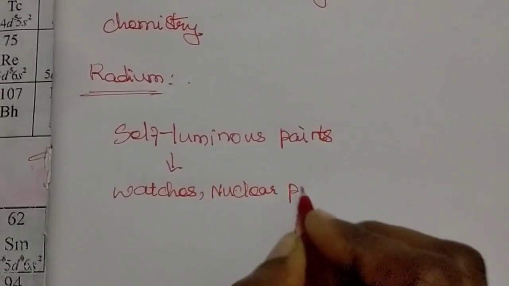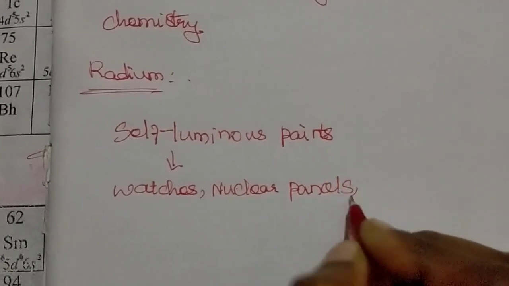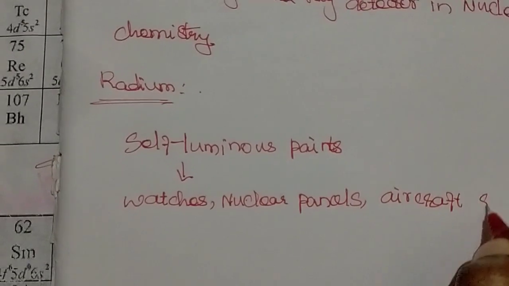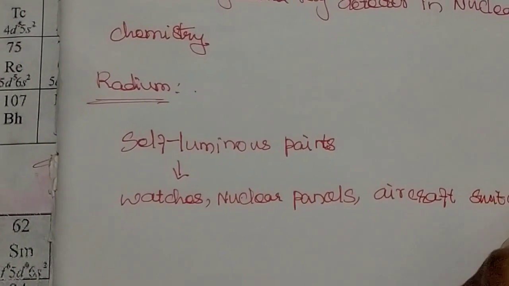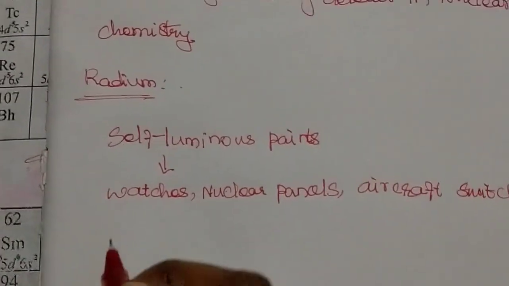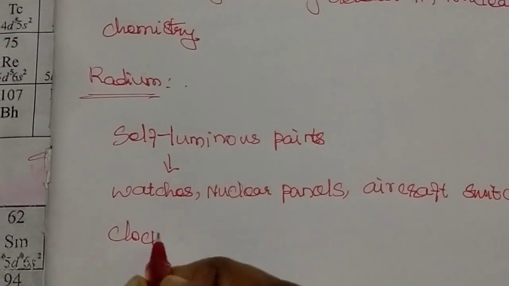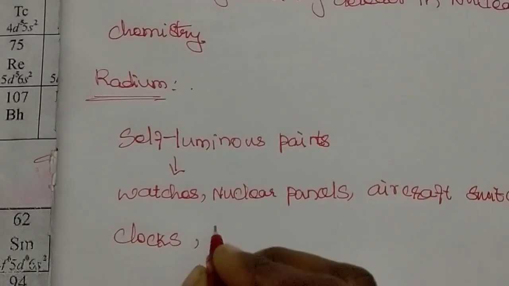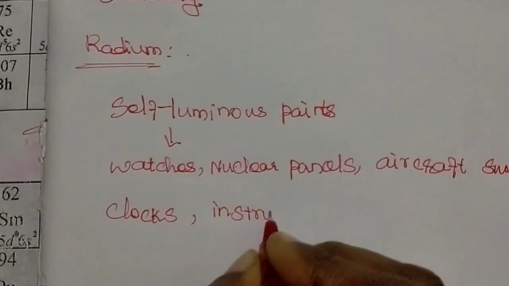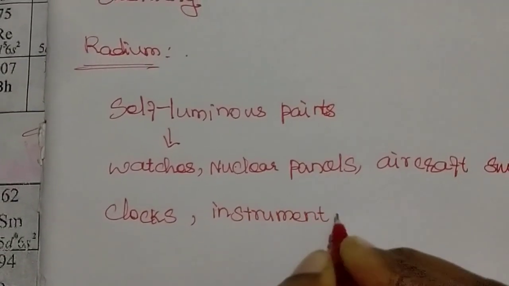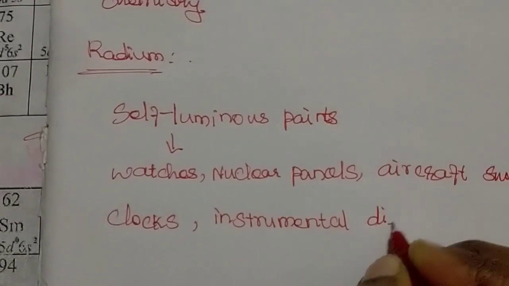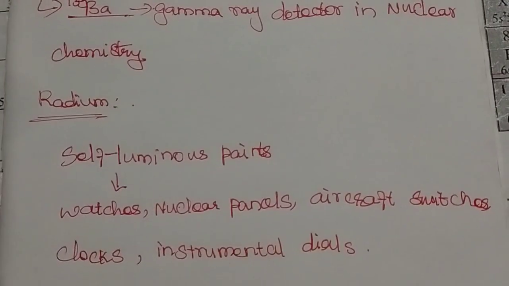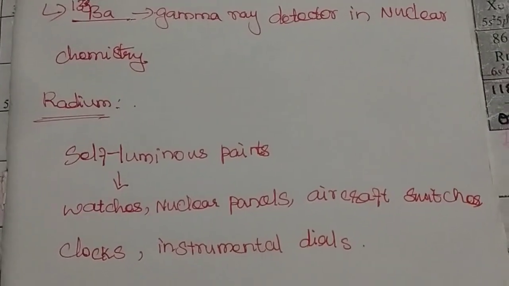Nuclear panels, aircraft, switches and clocks, as well as instrumental dials. Okay, so these are the uses of alkaline earth metals.